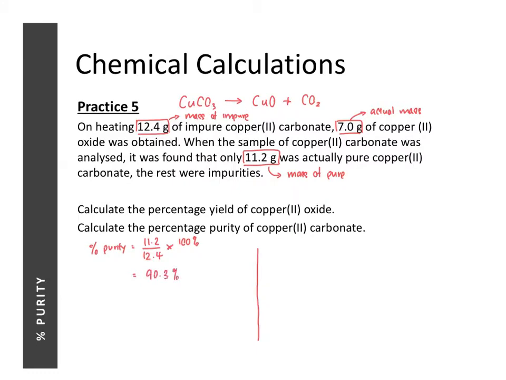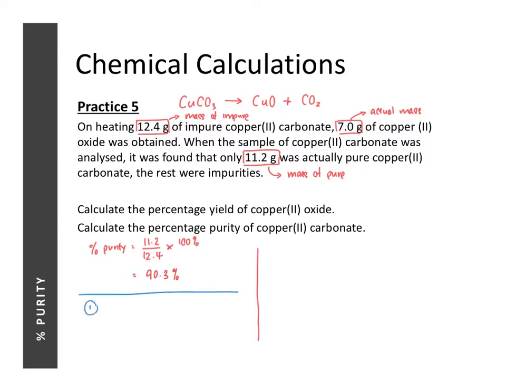So we can easily find the percentage purity, which is 90.3%. Next, we want to find the percentage yield. We are given the actual mass, so now we need to find the theoretical mass. And how do we find the theoretical mass? Again, by using the 3C approach.